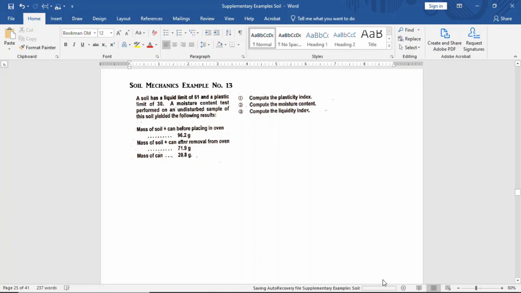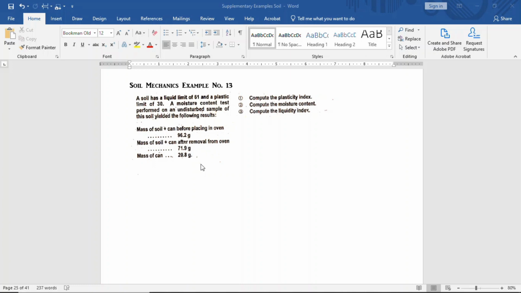So, example number 13. A soil has a liquid limit of 61 and a plastic limit of 30. Moisture content tests performed on an undisturbed sample of this soil yielded the following results. Mass of soil plus can before placing in oven is 96.2 grams. Mass of soil plus can after removal from oven is 71.9 grams and mass of can is 20.8 grams. So, find the following. Compute the plasticity index, the moisture content, and the liquidity index.